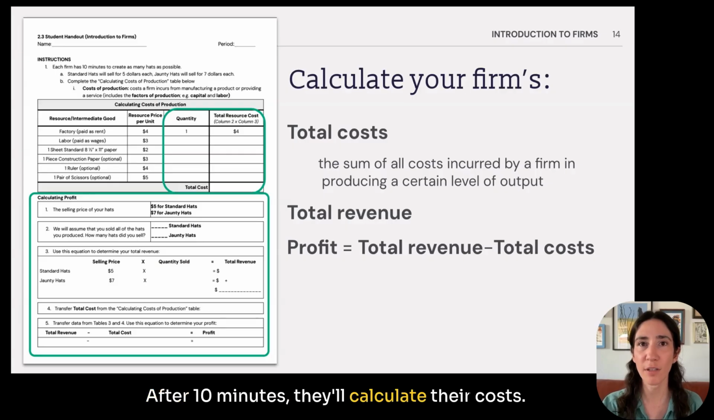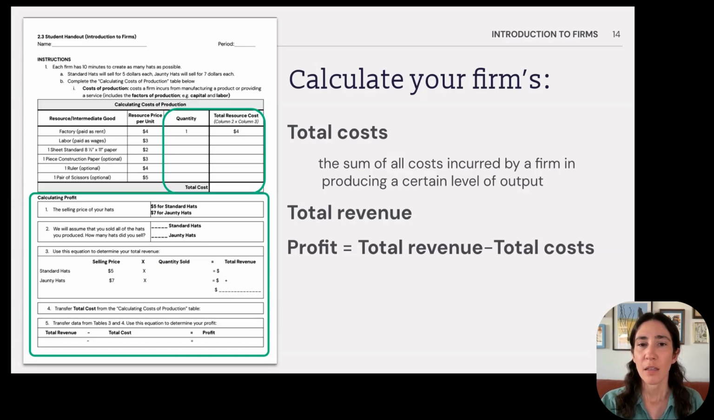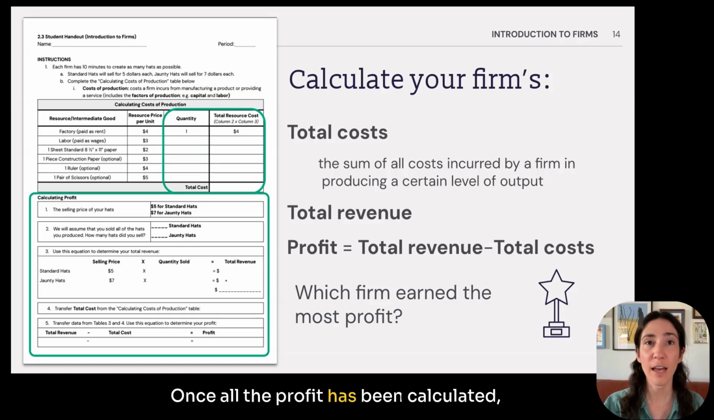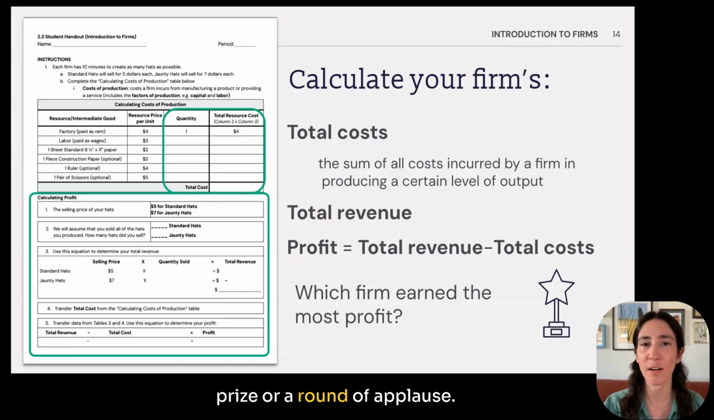After 10 minutes, they'll calculate their costs. We're going to assume that they sold any hats that they made. There's some fixed costs like the factory and the labor. After they do that, they'll calculate total revenue. Once all the profit has been calculated, you'll figure out which firm earned the most, and that team will be the winners. You can reward them with a physical prize or a round of applause.